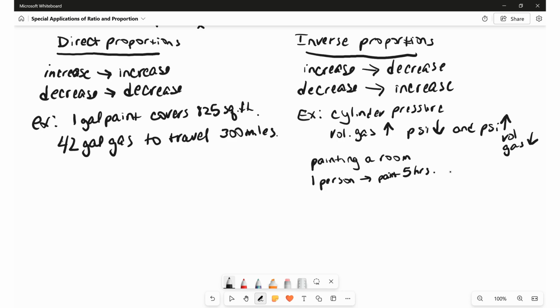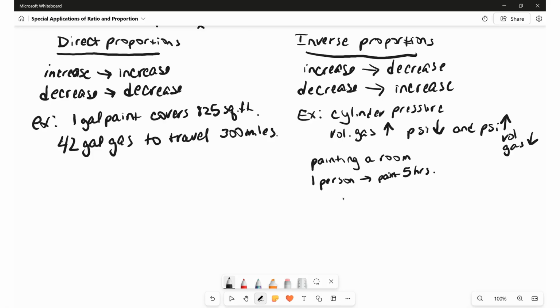Well, think about this. If we increase the number of people in that room, what do you think is going to happen to the time it takes to paint that room? Well, it doesn't make sense for the time to increase. If we've got 3 people or even 4 people, say we've got one person painting each wall, it's not going to take more than 5 hours to finish that room. It's going to take less than 5 hours.